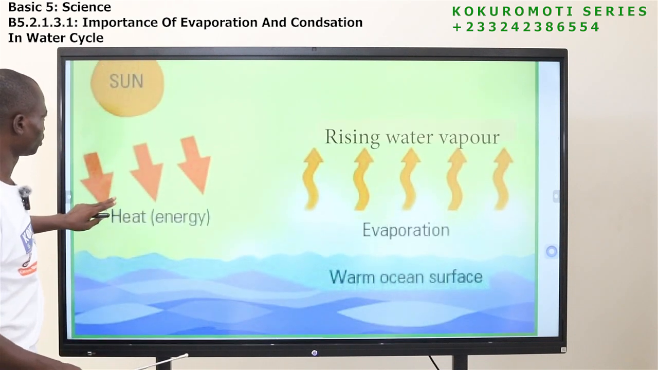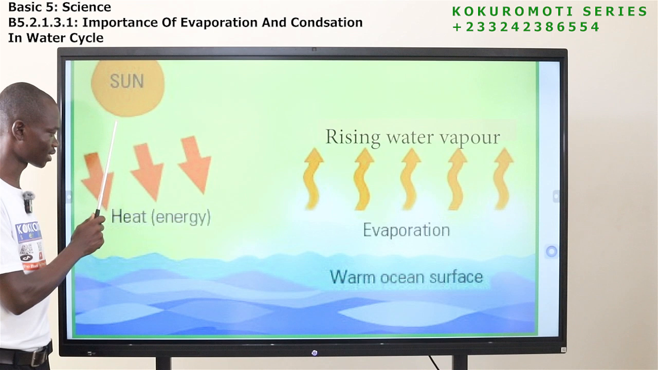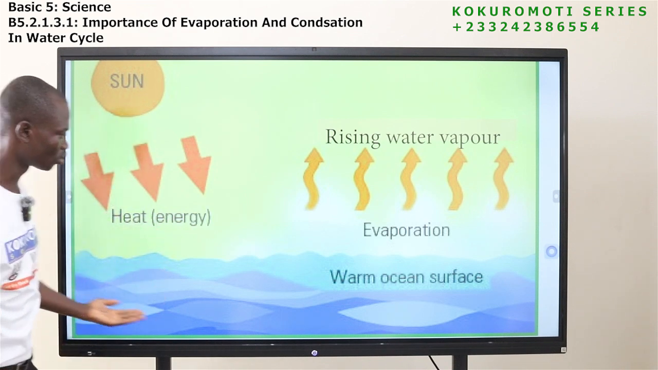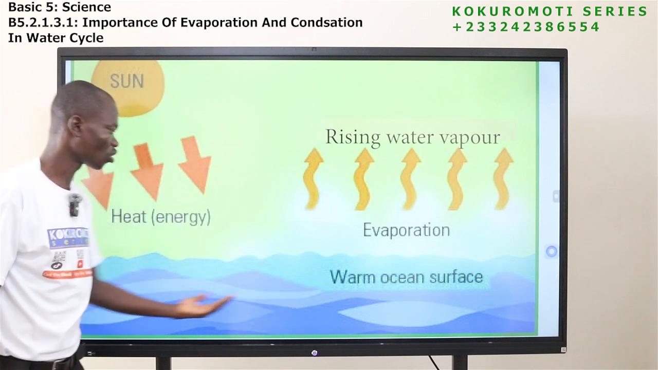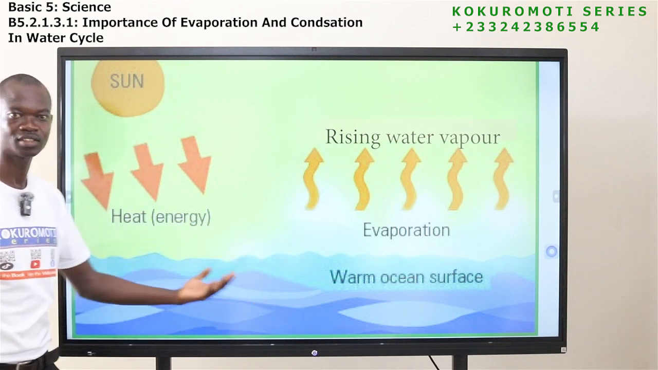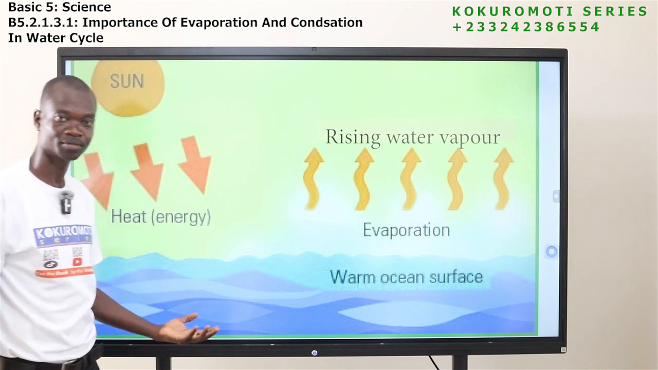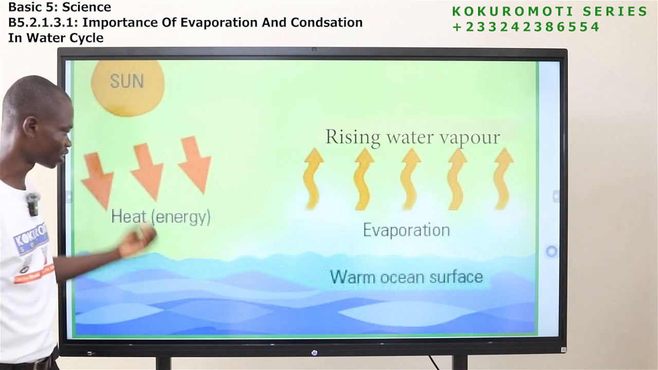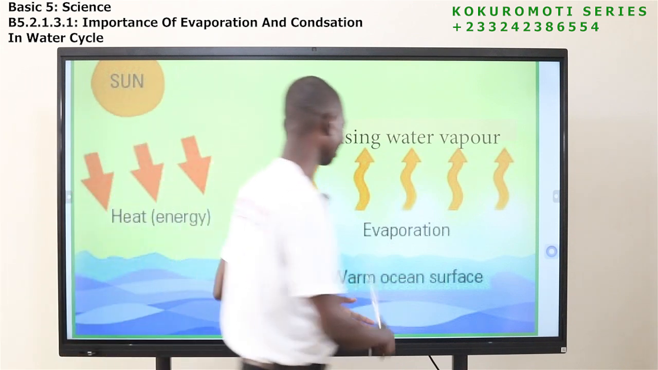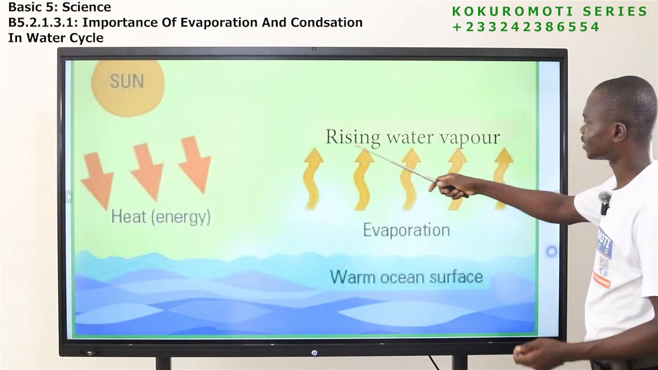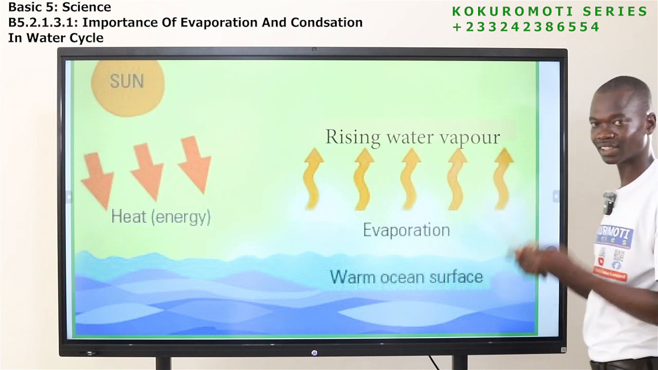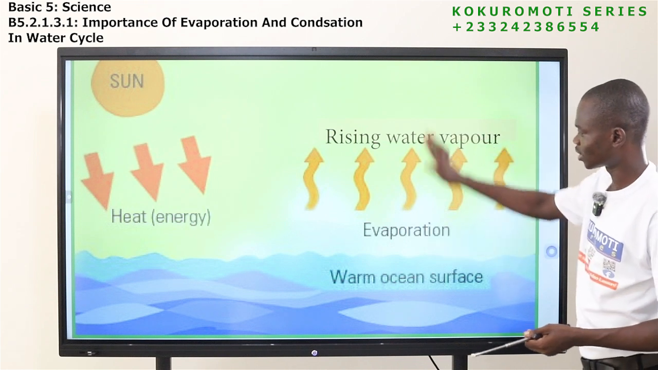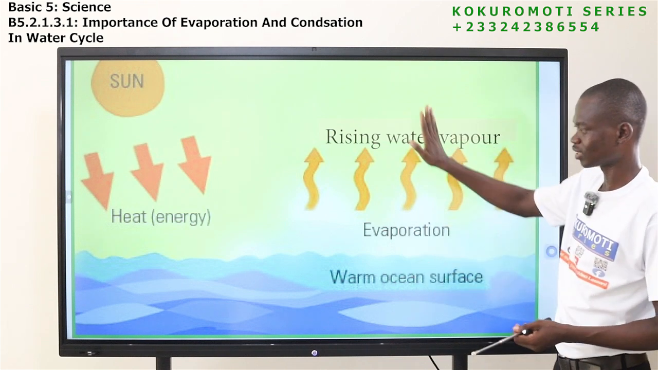So you see, this is the sun. The sun produces heat. So the heat from the sun will cause these water bodies to evaporate, to turn into water vapor. Not all portion of it will change to vapor. So this is what you see. The vapor will be going like this. That's a rising water vapor. So when the water gets heated, it changes into vapor and it goes like this. So this is evaporation. This process is what? Evaporation.